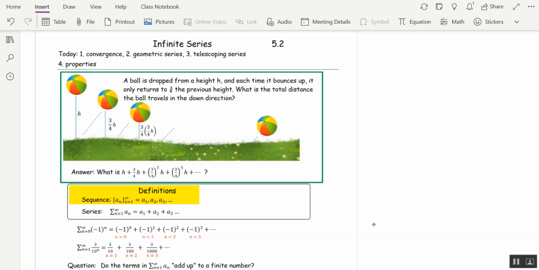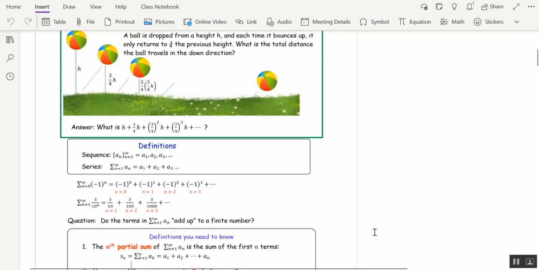This is a long section, so I'm just going to jump right in. A sequence, we talked about last time, that's a list of numbers. A series is a sum of numbers. So this is a summation sign. It says start at 1, go to infinity, add up a1 plus a2 plus a3, etc. What we want to talk about today is what it means for those numbers to add up.